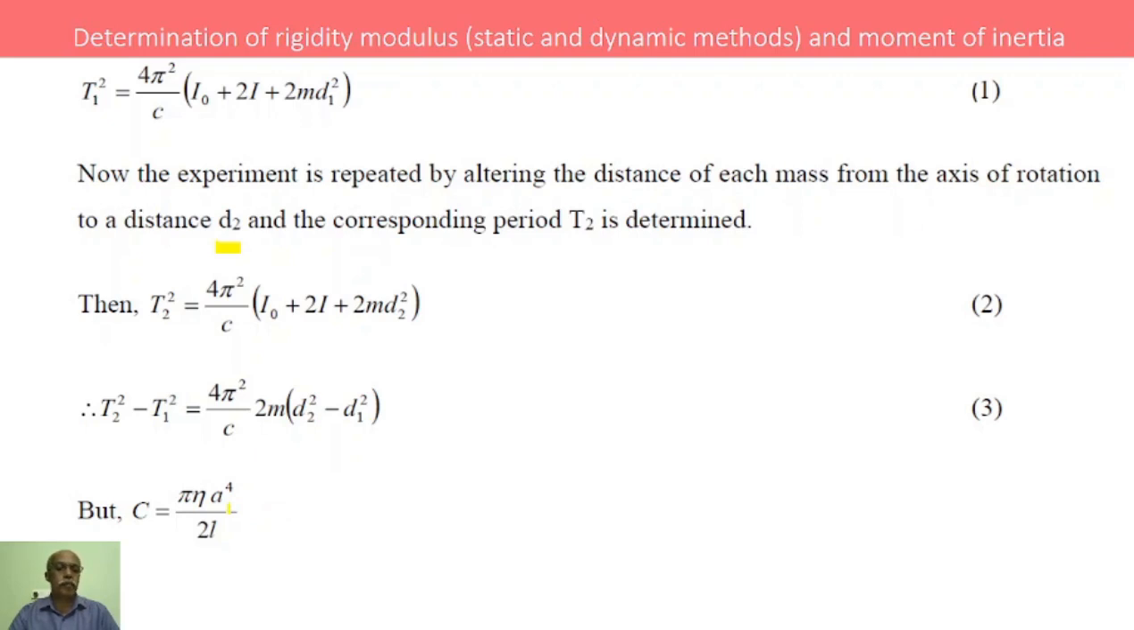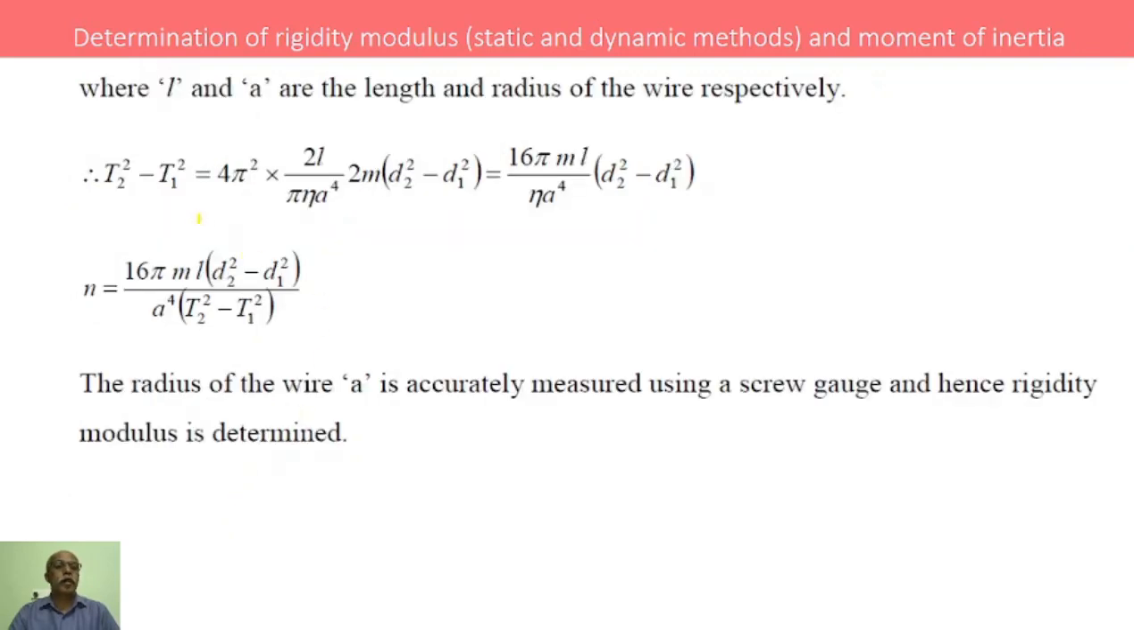where a is the radius of the suspended wire, and l is the length of the suspended wire. Therefore, T2 square minus T1 square will be equal to 4 pi square into 2l by pi eta a power 4 into 2m into d2 square minus d1 square. That will be equal to, finally, 16 pi m l by eta a power 4 into d2 square minus d1 square. Therefore, finally, the rigidity modulus eta equals 16 pi m l into d2 square minus d1 square divided by a power 4 into T2 square minus T1 square.